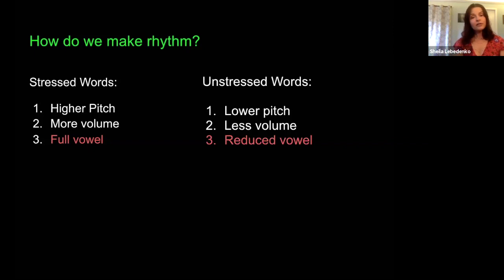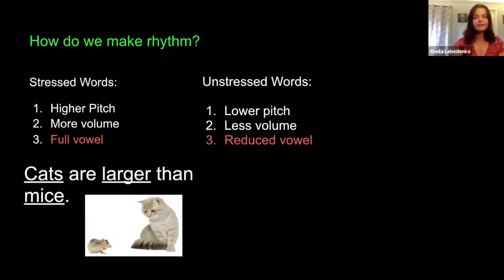Now, unstressed words, of course, it's the opposite, right? You want to have lower pitch, less volume, and a reduced vowel. So that's like when we said demonstration, the M-O-N. I didn't say demonstration, it's demon. So the M-O got reduced to M-U, mun. That's a reduced vowel.